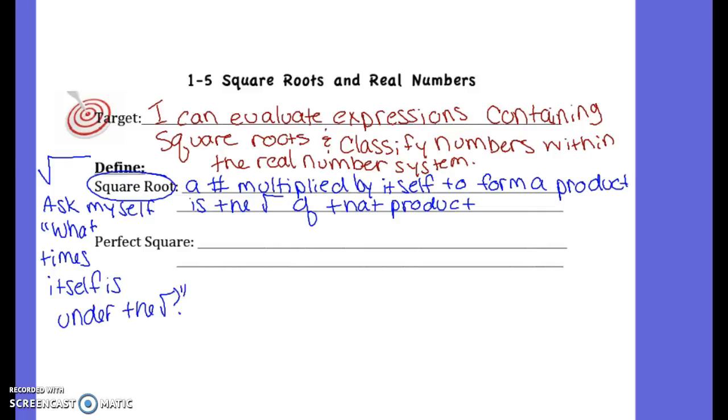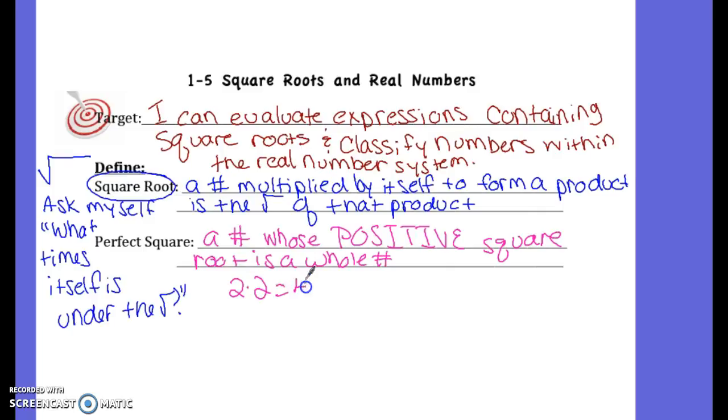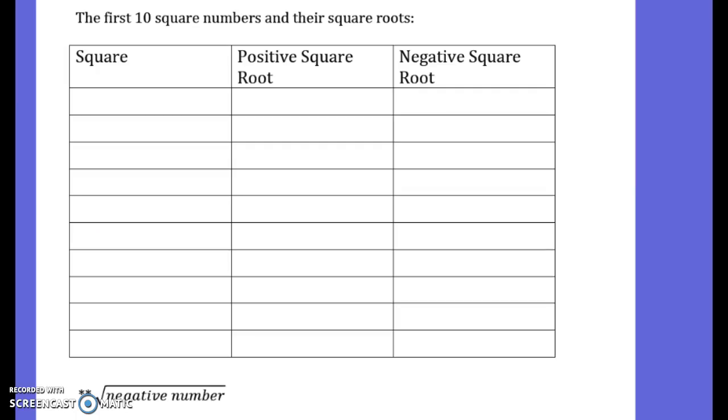A perfect square is a number whose positive square root is a whole number. So for instance, 2 times 2 equals 4. So 4 is a perfect square. 3 times 3 equals 9. 9 is a perfect square. 4 times 4 equals 16. That's a perfect square. So we're going to go ahead and look at this chart, and we're going to write the first 10 square numbers and their square roots.